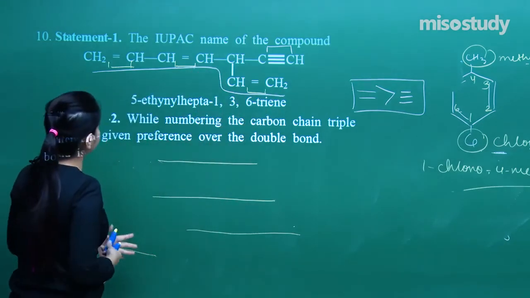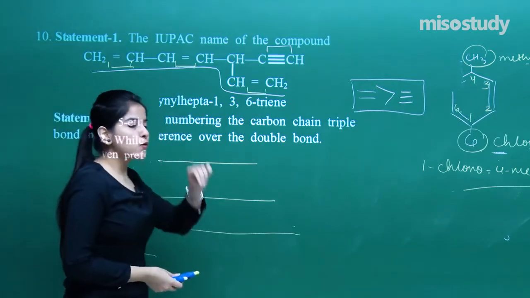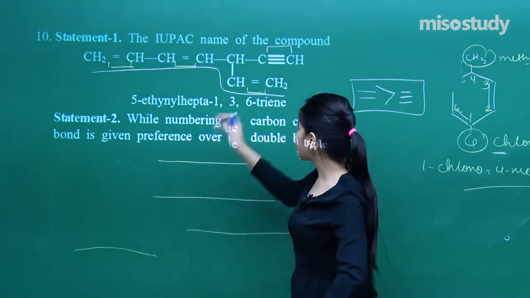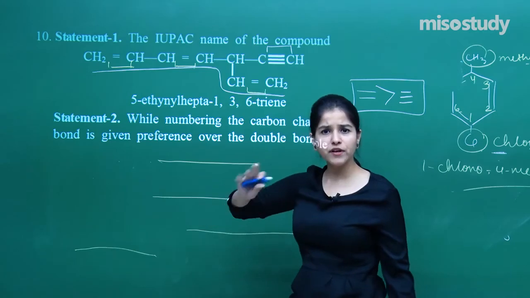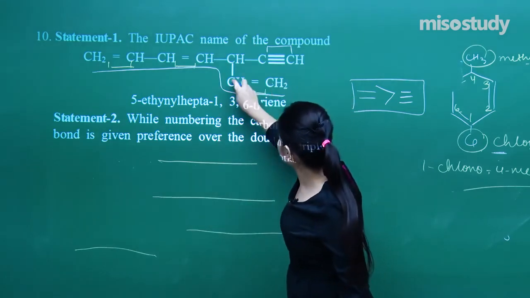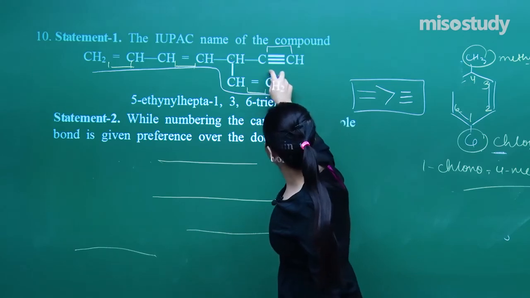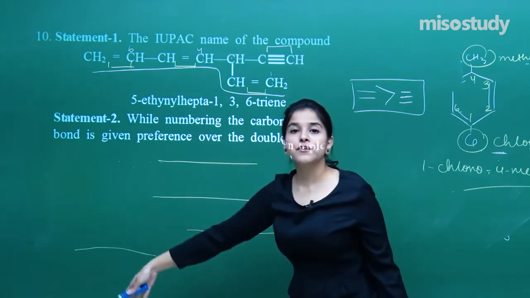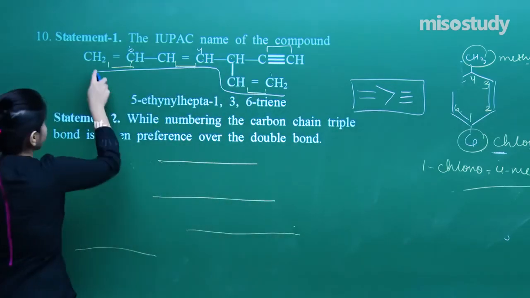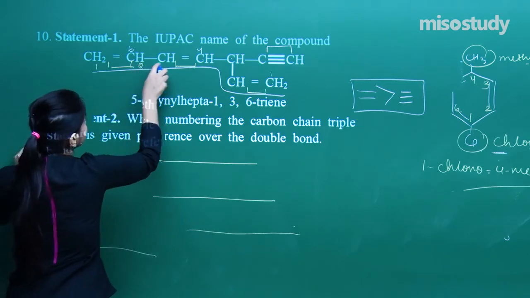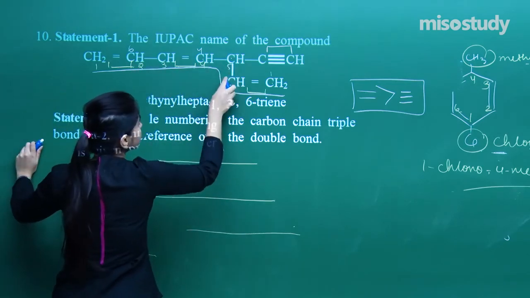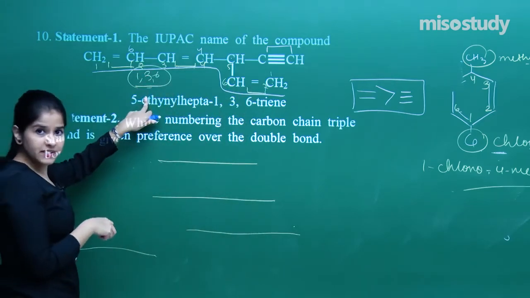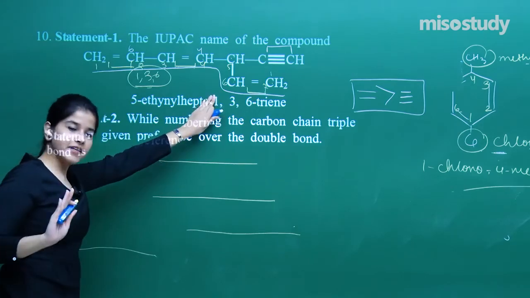Clear? Now I need to assign the lowest possible number to the double bonds. The lowest possible number will be from either this side or that side. Let us check. 1, 2, 3, 4. So I have got 1, 4, 6. And if you number from the other side, what do you get? You get 1, 2, 3, 4, 5, 6, 7. That means I get 1, 3, 6. This is the lowest possible set. So I will be numbering from here. That is our correct numbering.